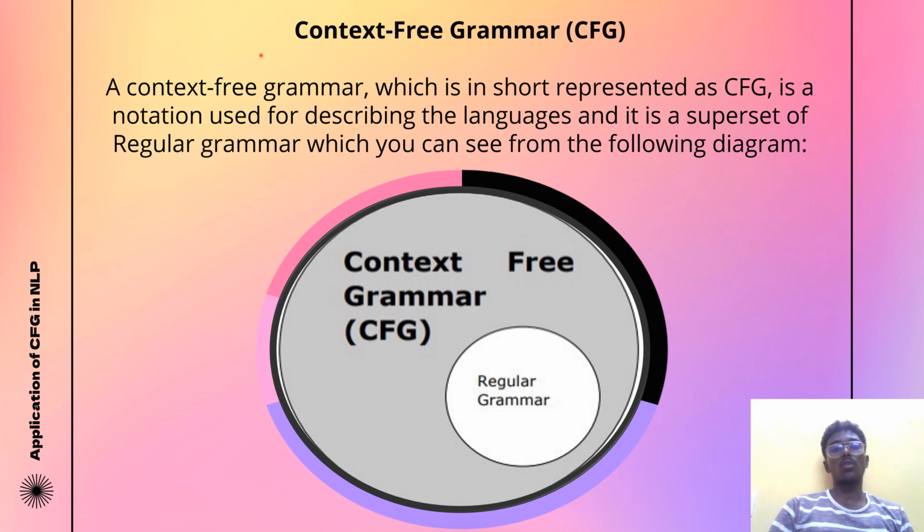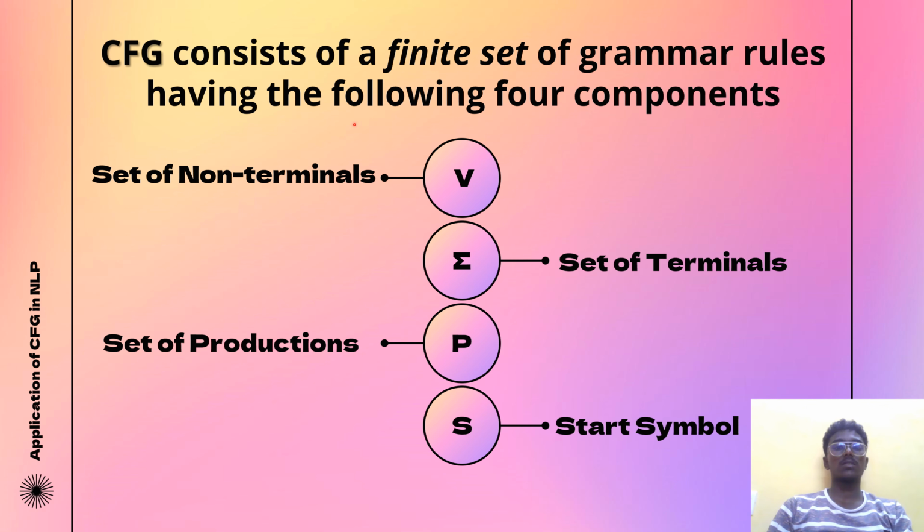Now we'll go through context-free grammar (CFG), which is a notation used for describing languages, and it is a superset of regular grammar. So a context-free grammar is just a set of rules that express the ways that tokens in the language can be grouped, ordered, and classified. So now we'll go through the finite set of grammar rules having the following four components: set of non-terminals V, as we discussed before, and sigma, set of terminals, set of productions as P, and the start symbol as S.